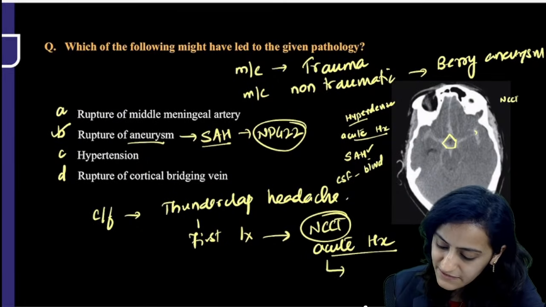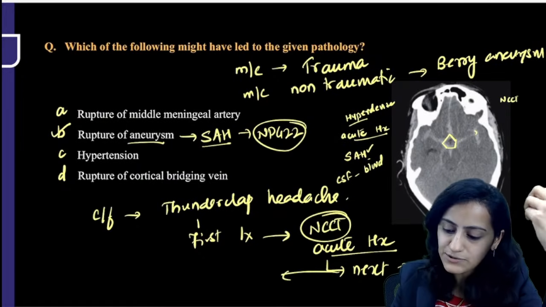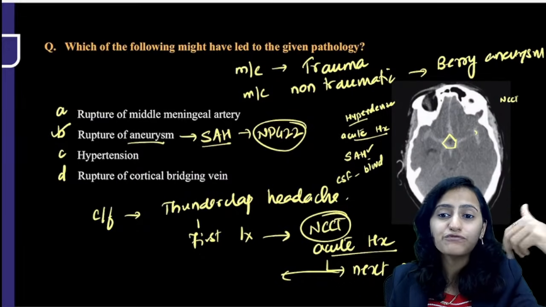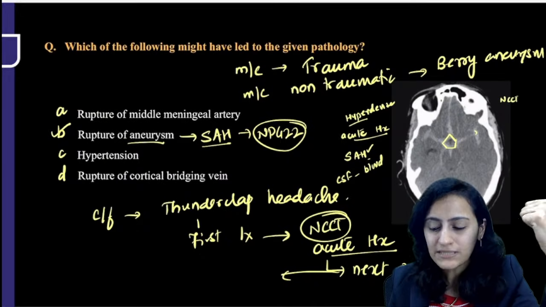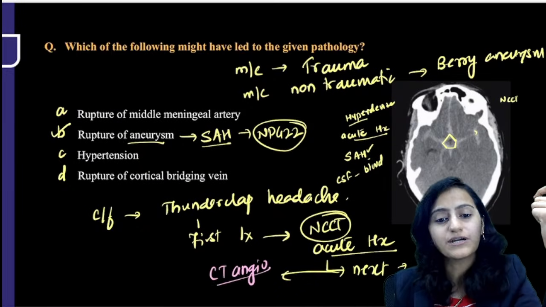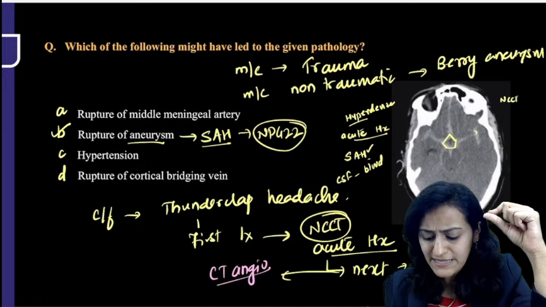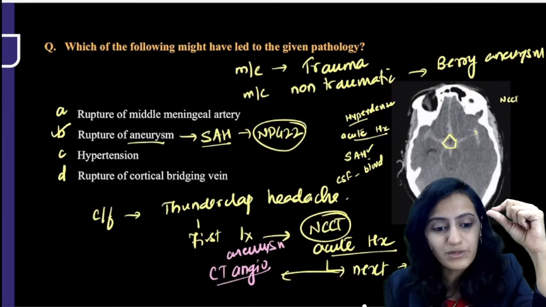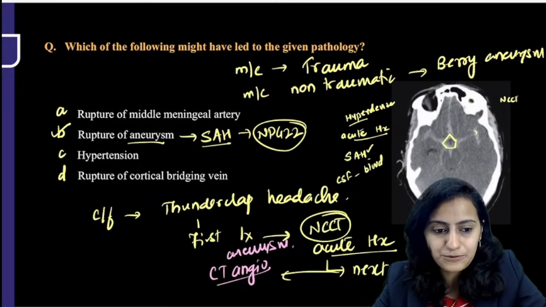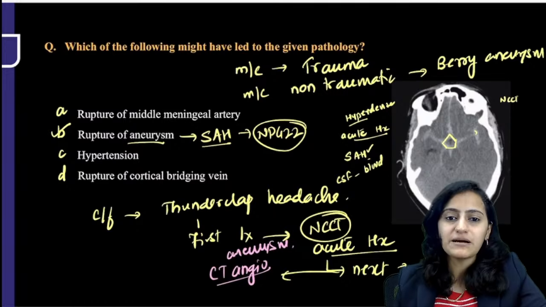What is the next investigation that you would like to do in this case? If on non-contrast CT you see that there is subarachnoid hemorrhage, then we want to look for which aneurysm has ruptured. So to look for the aneurysm, we would do CT angio. Is this clear with everyone? So this is about subarachnoid hemorrhage.